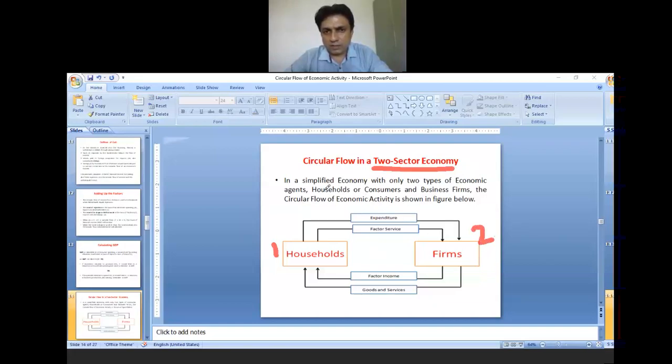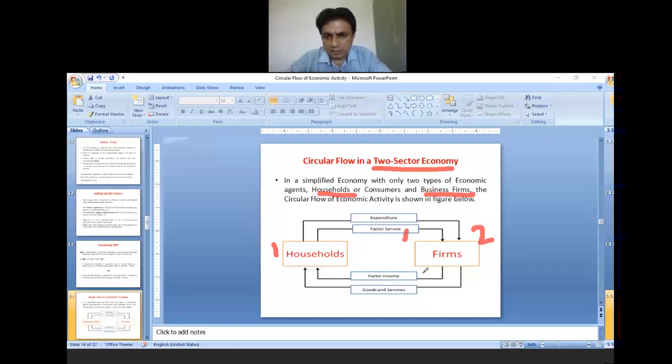You can see, in a simplified economy with only two types of economic agents, one is the household or the consumer, and the other is the business firms. The circular flow of economic activities flows between these two sectors only. As you can see in the diagram, the households provide services, or labor, to the business or the firms, which is shown here.